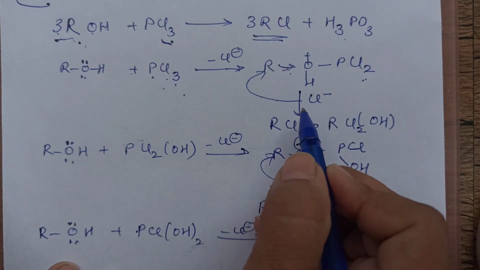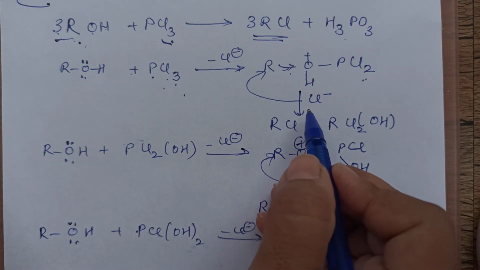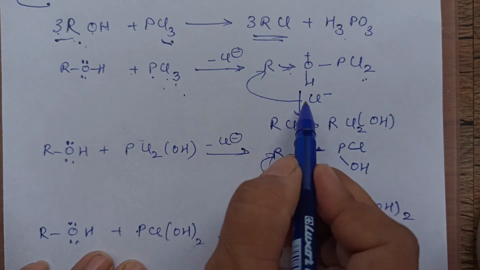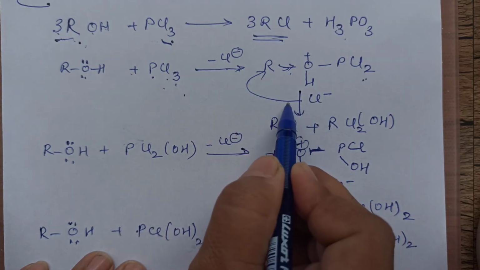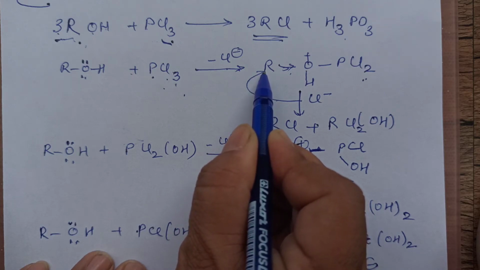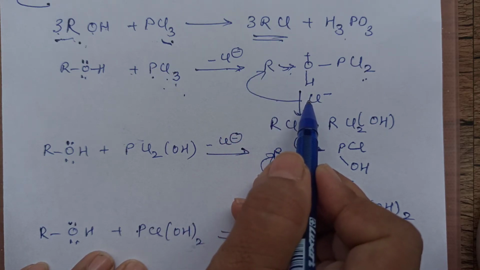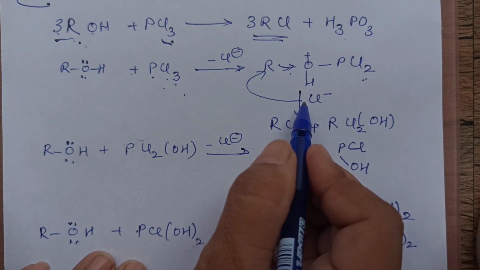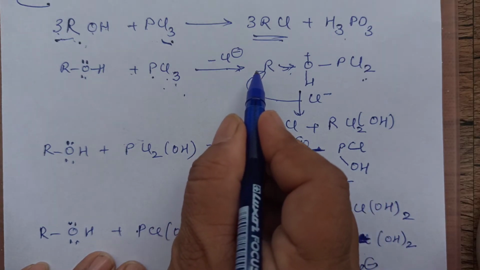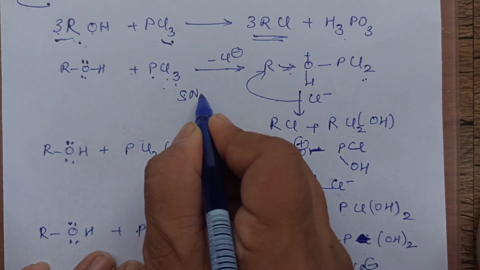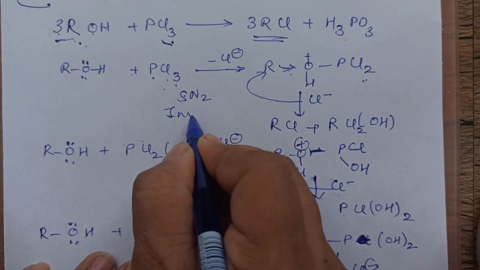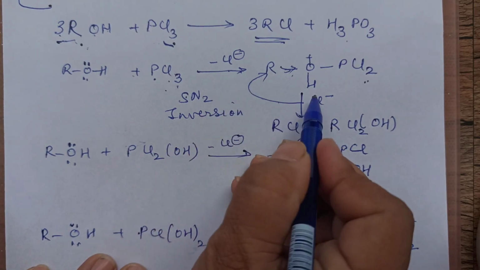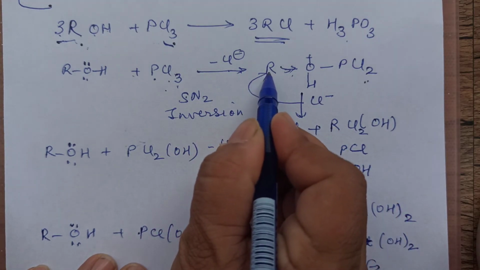And we have that Cl minus which is obtained from here. That Cl minus now attacks from backside of this R. We will study this also. It is SN2 mechanism it is following. So from backside it is going to attack. This is SN2, and backside means there is inversion in it. So this Cl minus which was obtained will attack this R only from backside.